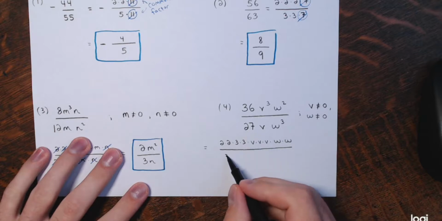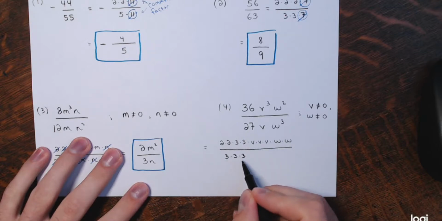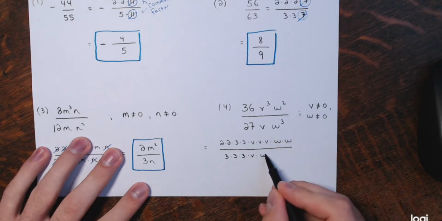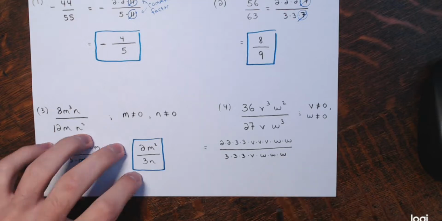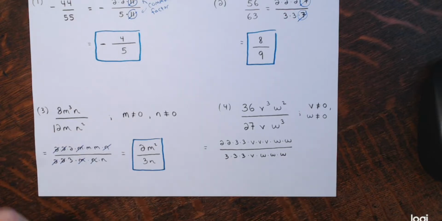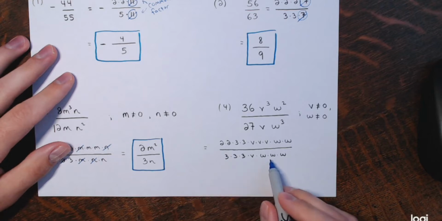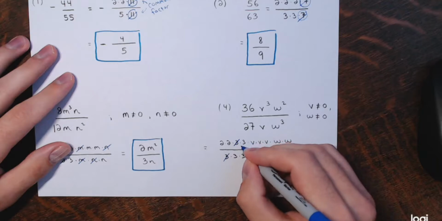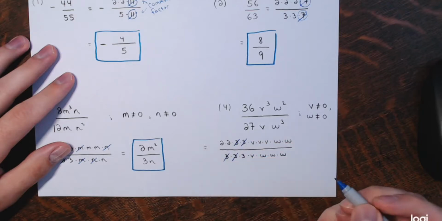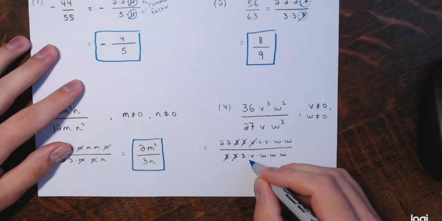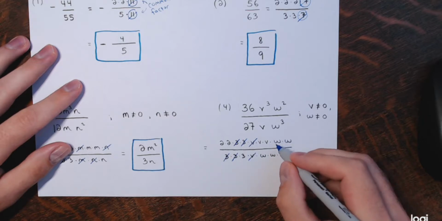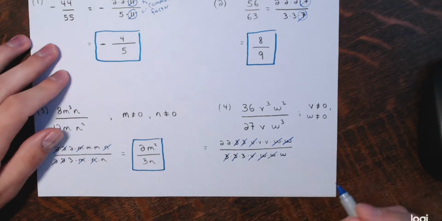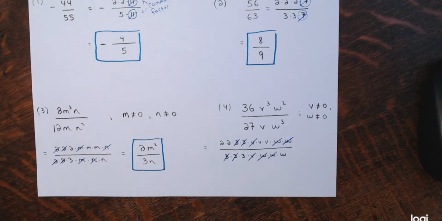27 is 3 times 3 times 3, right? That's 27. And we have times v to the first times w cubed, right? And now I'm canceling common factors. Well, there are no 2's in the denominator. There's a 3 here, a 3 there. A 3 in the numerator, a 3 in the denominator. A factor of v in the numerator, a factor of v in the denominator. 2 factors of w in the numerator, 2 factors of w in the denominator. All right, so I've canceled all the common factors.